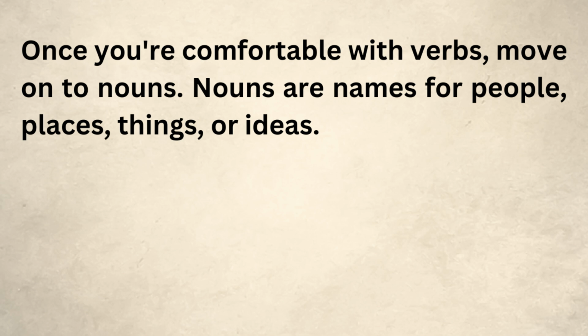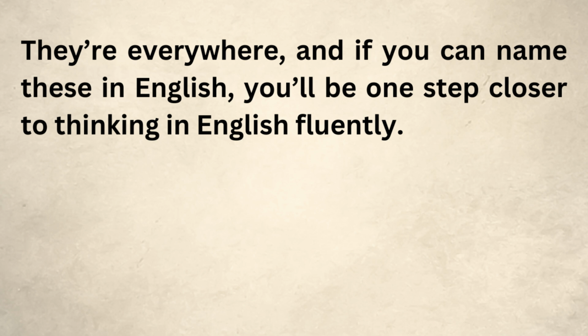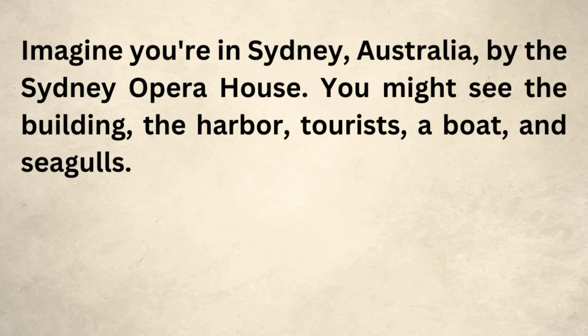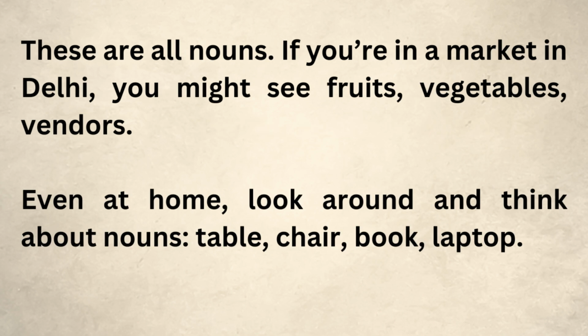Nouns are names for people, places, things, or ideas. They're everywhere, and if you can name these in English, you'll be one step closer to thinking in English fluently. Imagine you're in Sydney, Australia, by the Sydney Opera House. You might see the building, the harbour, tourists, a boat, and seagulls. These are all nouns. If you're in a market in Delhi, you might see fruits, vegetables, vendors.